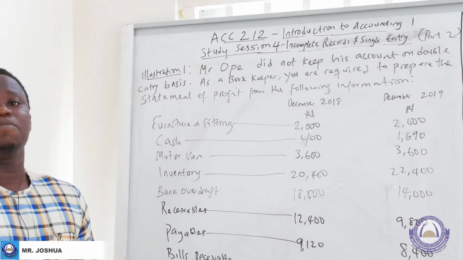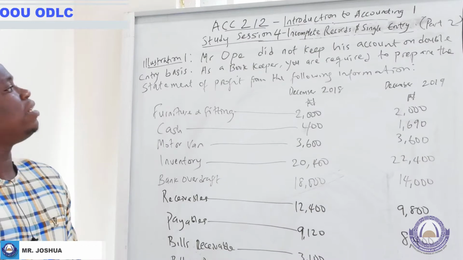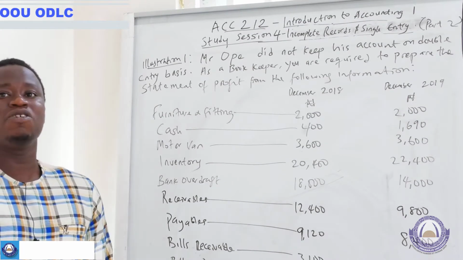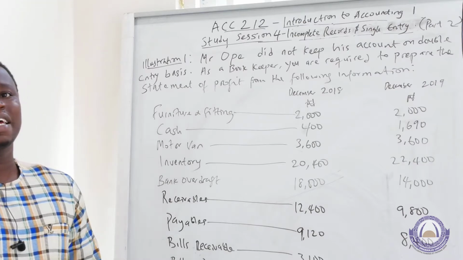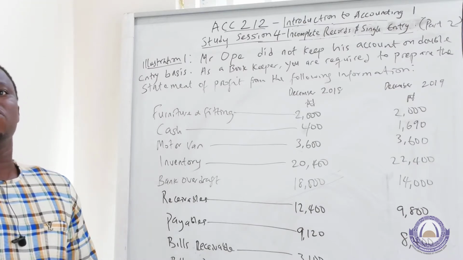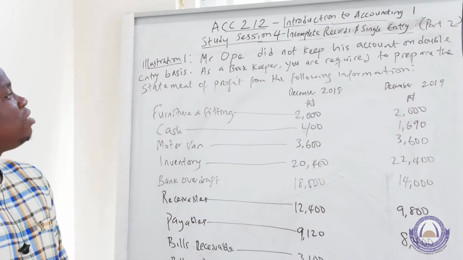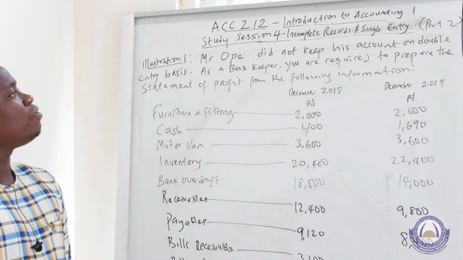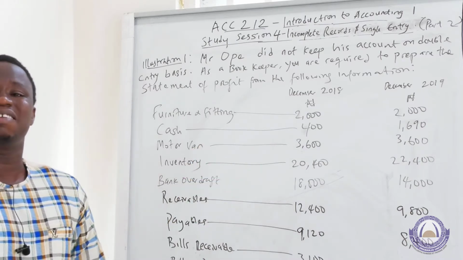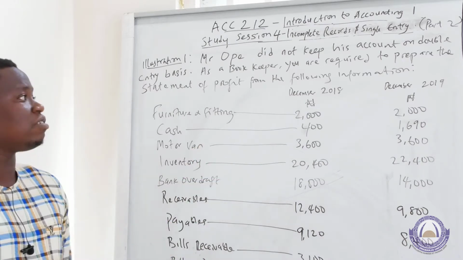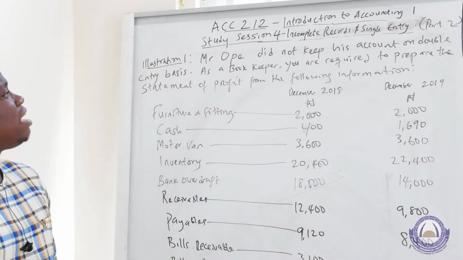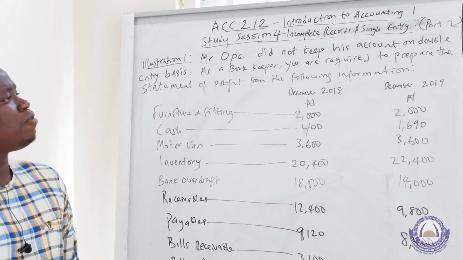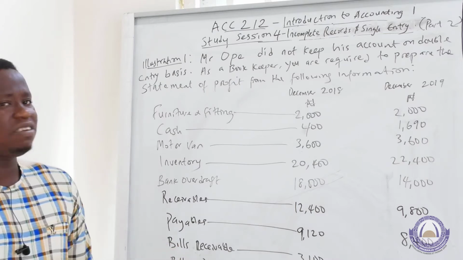It's an accounting system where the person that owns the business does not have a proper understanding of bookkeeping and accounting, and as such does the recording in the way they feel it should be. But for tax purposes, businesses that operate on single entry are expected to ascertain their profits. So accountants have devised a means of calculating or ascertaining profits in an incomplete record system.